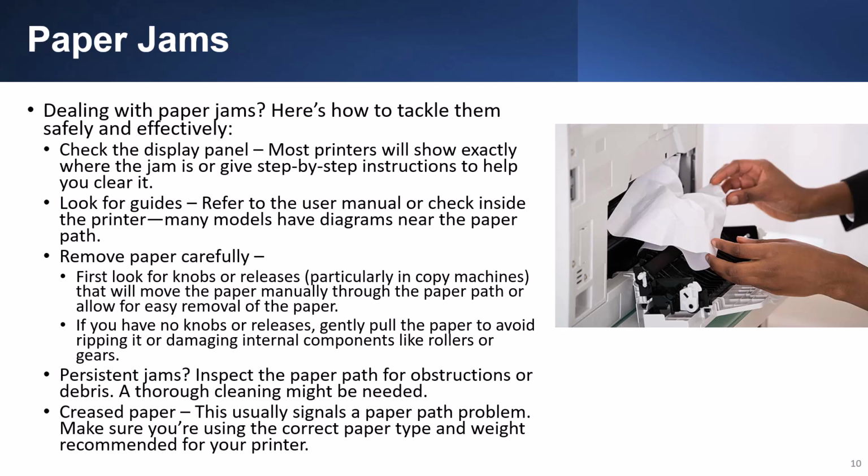Remove paper carefully. First, look for knobs or releases, particularly in copy machines, that will move the paper manually through the paper path or allow for easier removal of the paper. If you have no knobs or releases, gently pull the paper to avoid ripping it or damaging internal components like rollers or gears. Persistent jams? Inspect the paper path for obstructions or debris. A thorough cleaning might be needed. For creased paper, this usually signals a paper path problem. Make sure you're using the correct paper type and weight recommended for your printer.